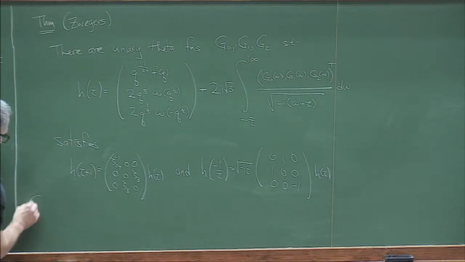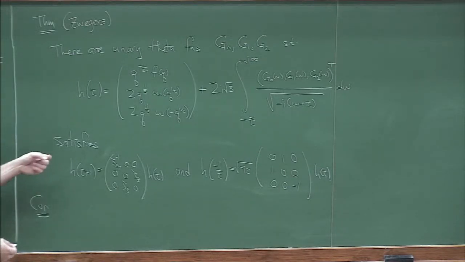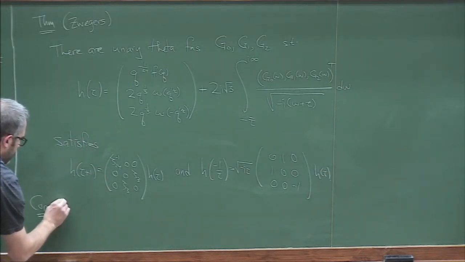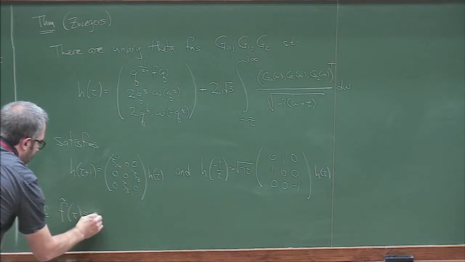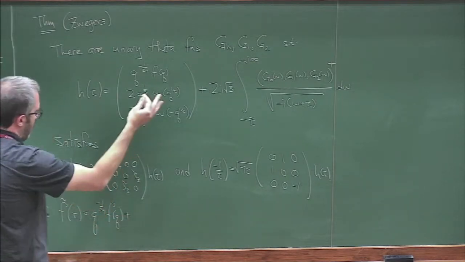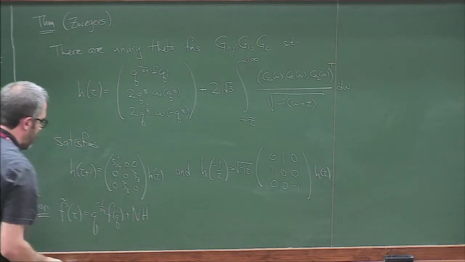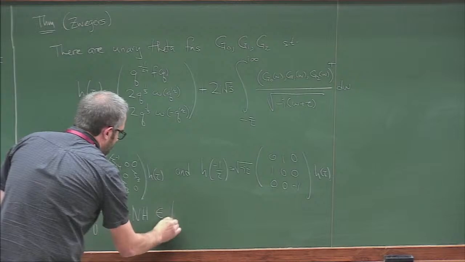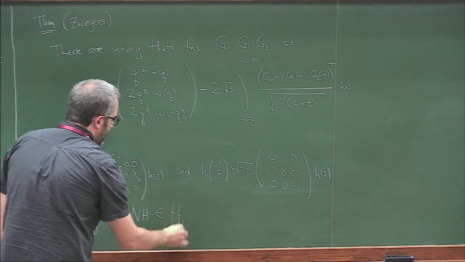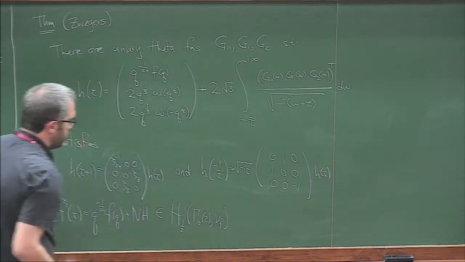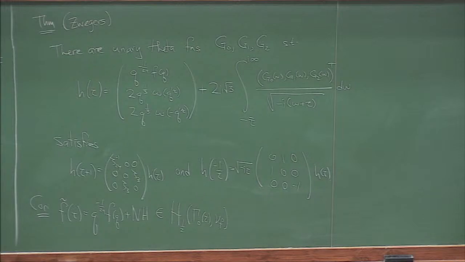Or as a corollary, if you restrict to just matrices in gamma 0, 2, then you don't need the whole vector; f transforms by itself. So let's call this f tilde of tau equals q to the minus 1/24th f of q plus, I won't write it again, I'll just call it nh for non-holomorphic part. This thing is in H 1/2 of gamma 0, 2 with some multiplier system, which I'll call nu sub f, whatever the multiplier system is.